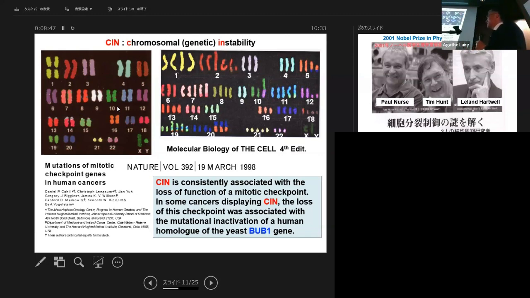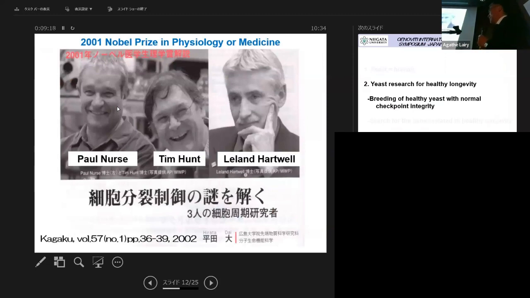In 1998, the yeast BUB1 homolog gene in cancer cells was identified as a causative mutation of the CIN phenotype. So this report established that analysis of the yeast checkpoint mechanism became the central issue for elucidating human cell carcinogenesis. Dr. Hartwell, Dr. Nurse, and Dr. Hunt were awarded the Nobel Prize in Physiology or Medicine in 2001 for the yeast research I just talked about.